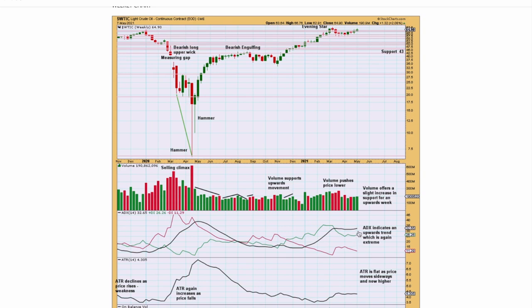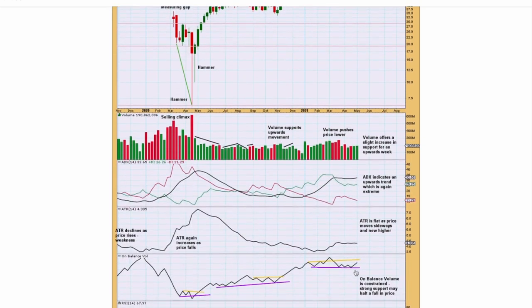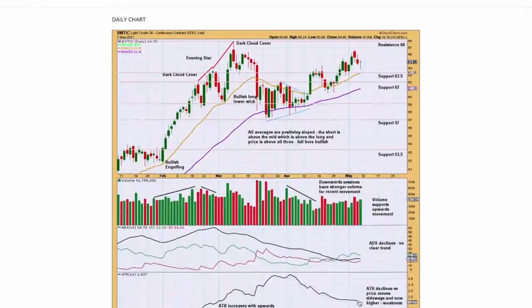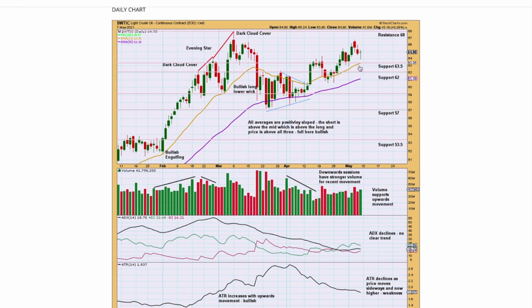ADX is increasing. It's extreme though because it's above both DX lines, but for this particular market, ADX can reach extreme and remain there for quite a long period of time. So on its own, it's not yet very extreme. There's actually a lot of room for this trend to continue. On balance volume is constrained. It's not giving us a signal this week. RSI is still in neutral territory, no divergence, plenty of room for the upward trend to again continue. Stochastics in neutral territory.